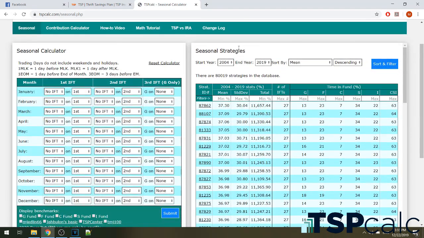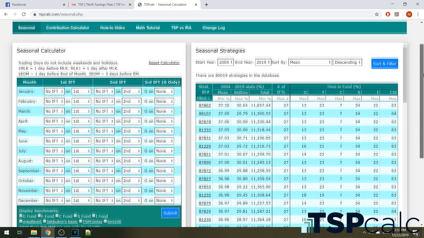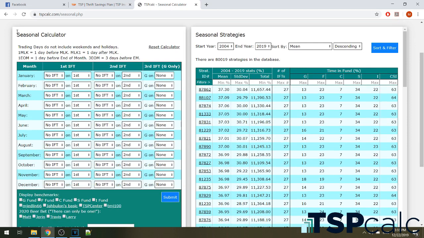For the time being, we're going to ignore this box on the right, which is called the seasonal strategies table. That is not applied to the beginning of the discussion. Instead, we're going to be looking at what's on the left side here, which is essentially the seasonal calculator.